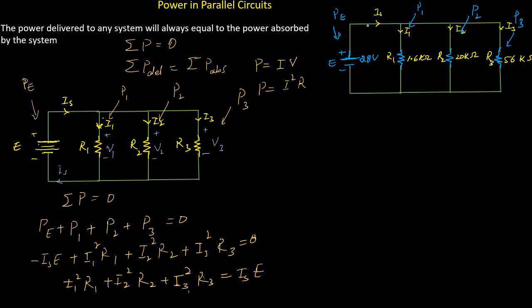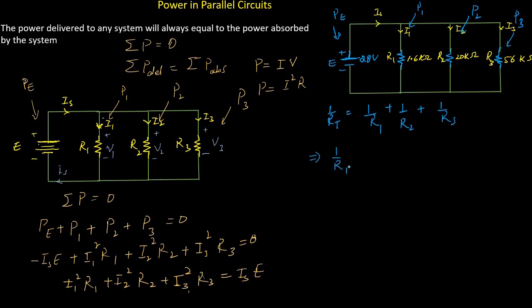Now to find the total current Is from this DC voltage source, first of all we need to find the equivalent resistance of this parallel network. So the equivalent resistance of this parallel network is 1 divided by RT equals 1 divided by R1 plus 1 divided by R2 plus 1 divided by R3.